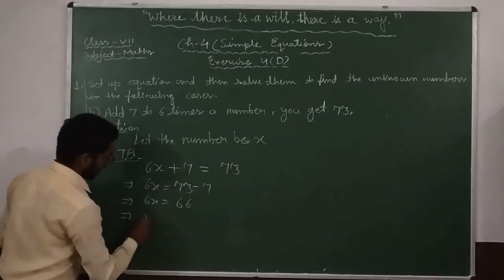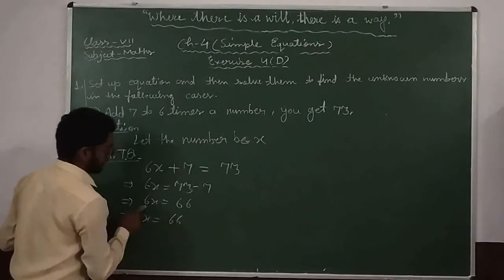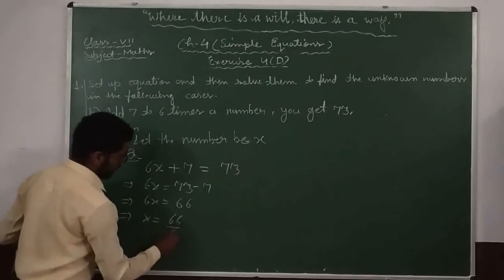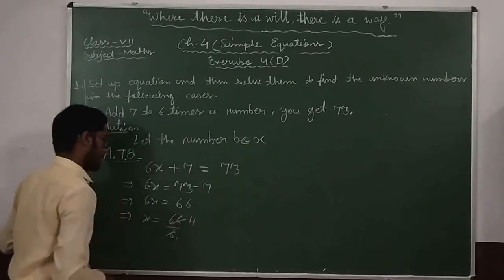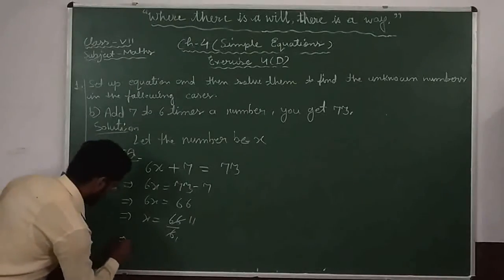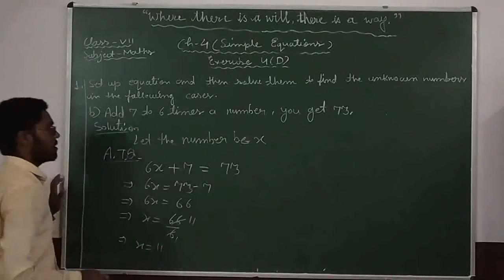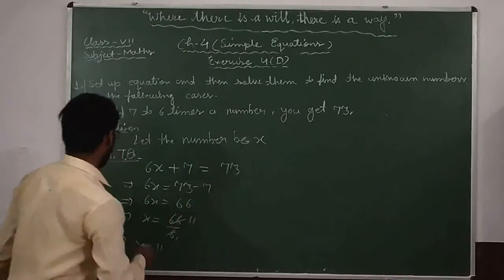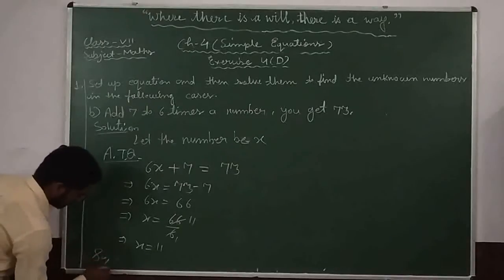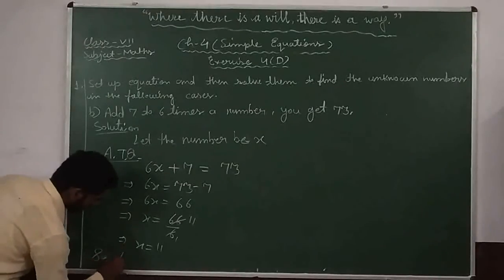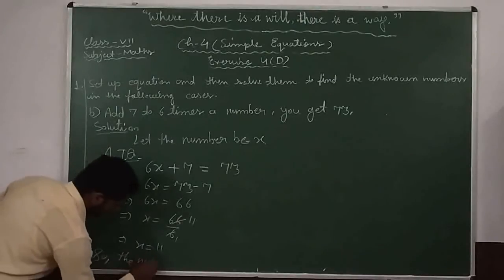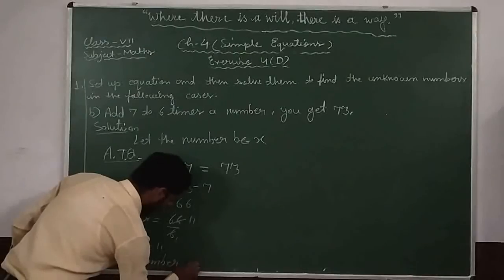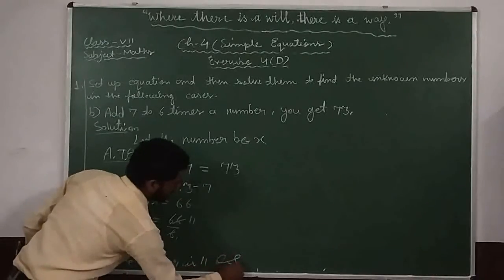Then x is equal to 66 over 6. 6 will be transposed to the denominator of the RHS. 6 ones are 6, 6 elevens are 66. Then you will get x is equal to 11. So now here you have the value of x, that is 11. So the number is 11. That is your answer.